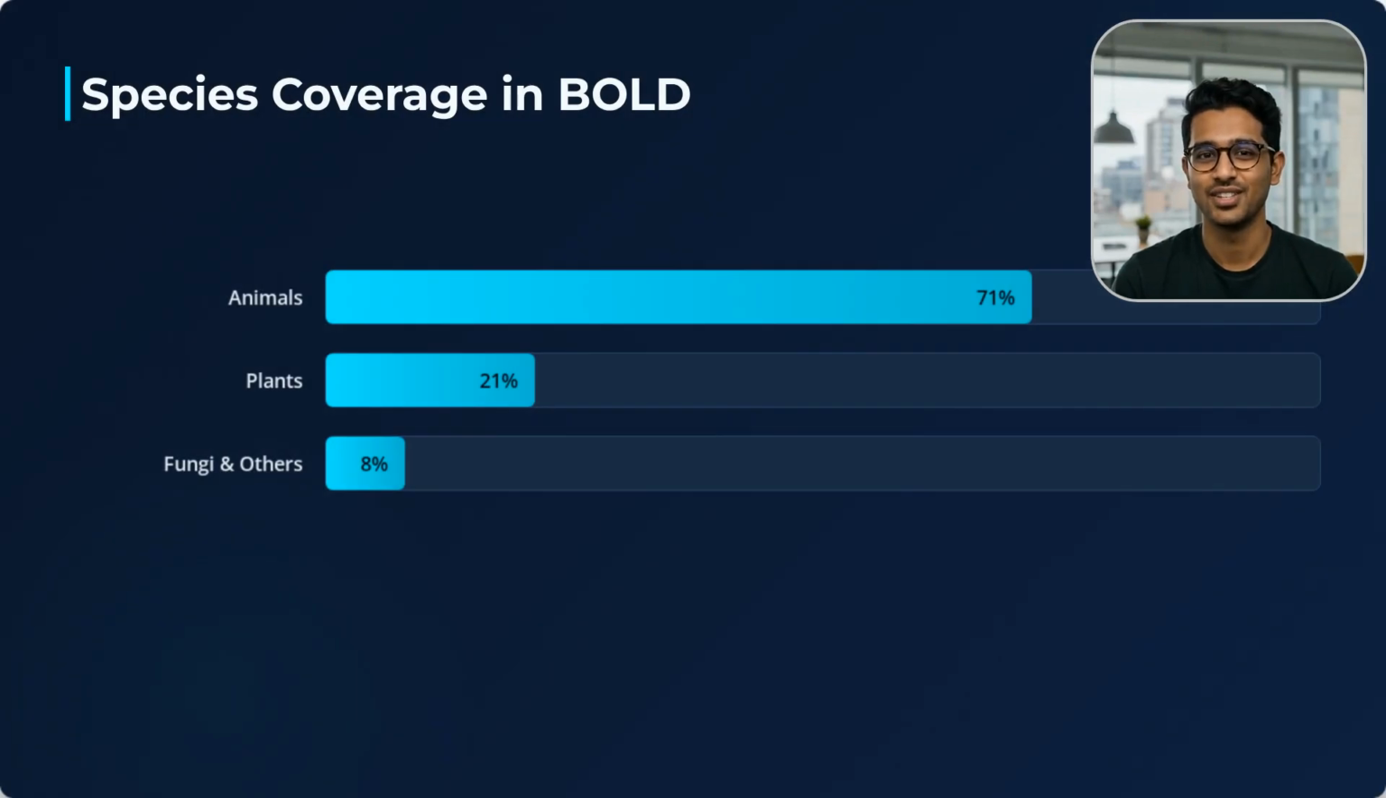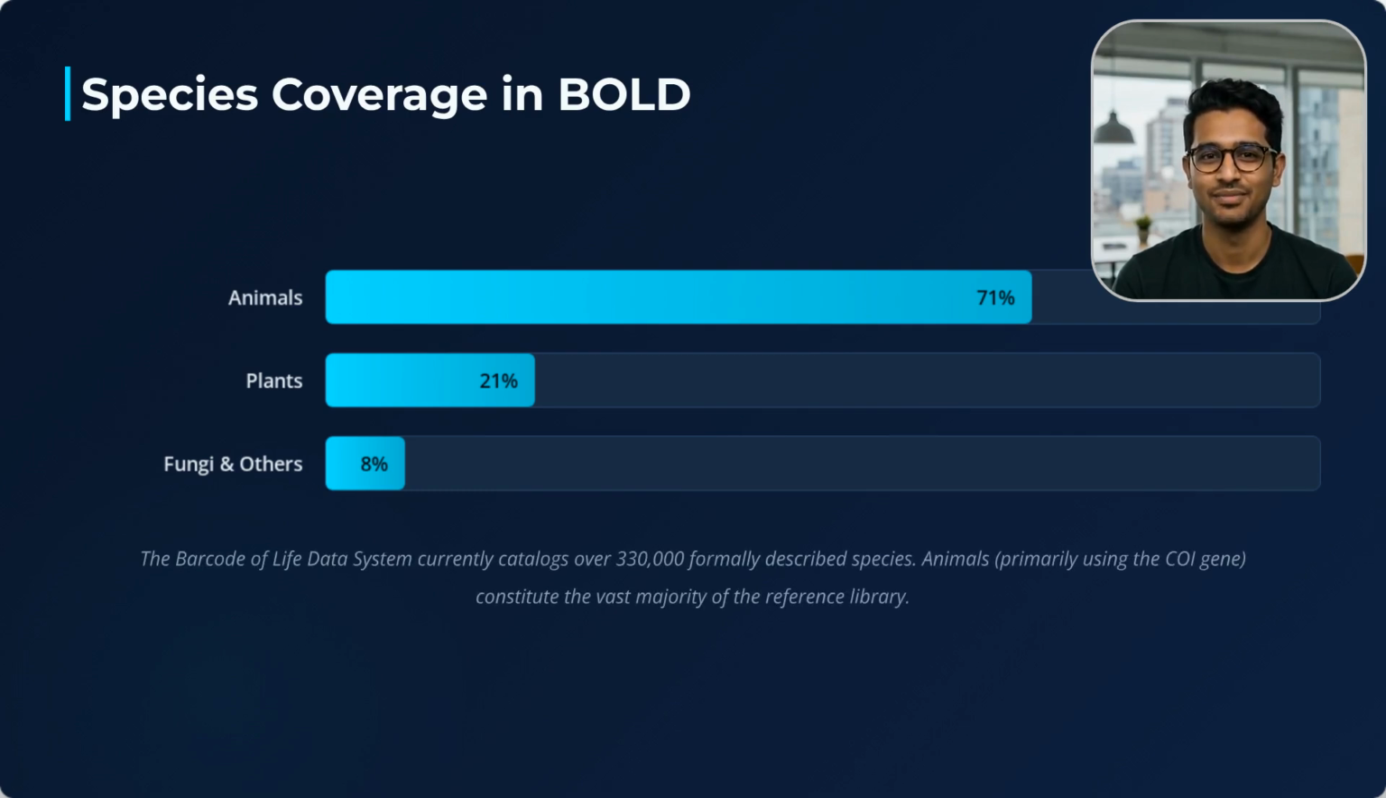Regarding species coverage in BOLD, animals, primarily using the COI gene, constitute the largest share at 71%. Plants are at 21%, and fungi and others are at 8%. BOLD currently catalogs over 330,000 formally described species.